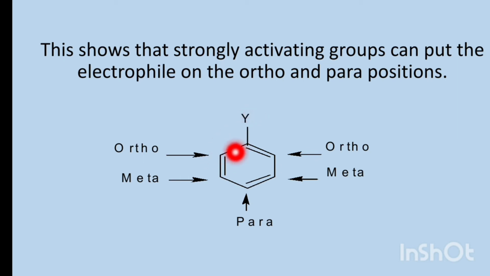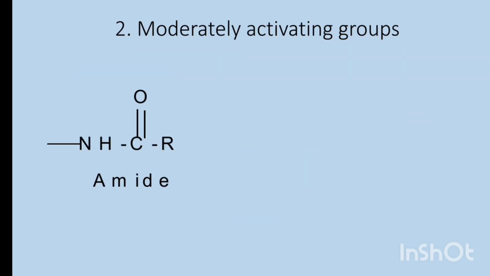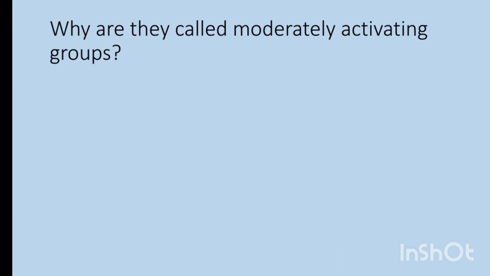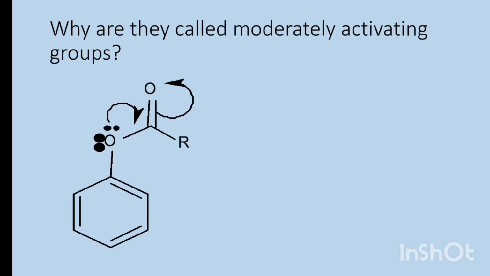Now let's talk about moderately activating groups. Examples of moderately activating groups include amide and ester groups. Why are they called moderately activating groups? Let's see why this is so. To show why, we'll use the ester group as an example.